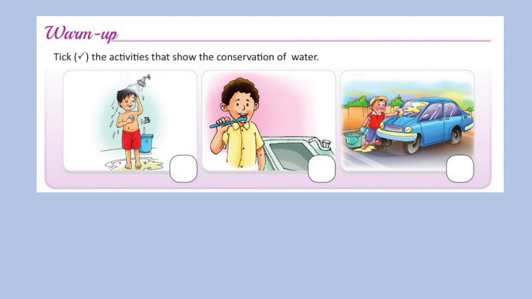In the first picture, the boy is taking a bath, but he is using a shower. So there is a lot of wastage of water. So we will put a cross mark for picture 1. In picture 2, this boy is brushing his teeth and the tap is off. So he is saving the water over here. So let us put a tick mark because this activity shows the conservation of water.